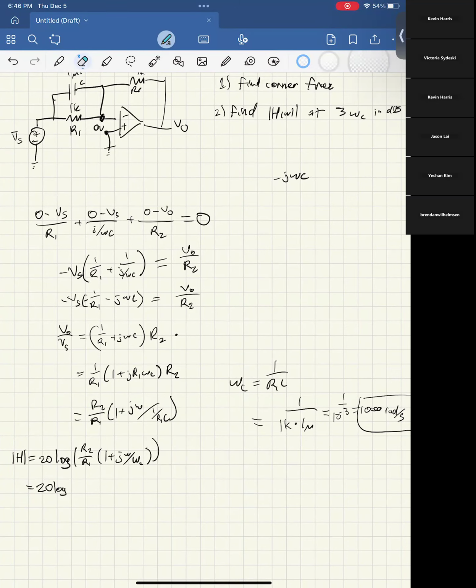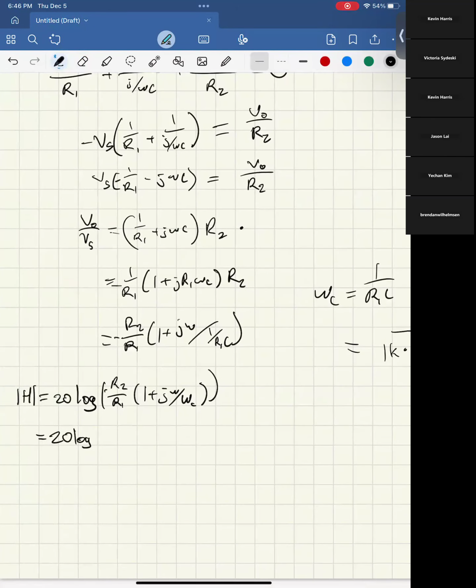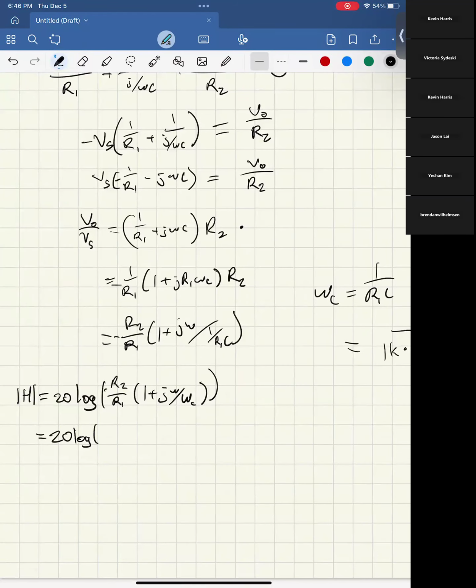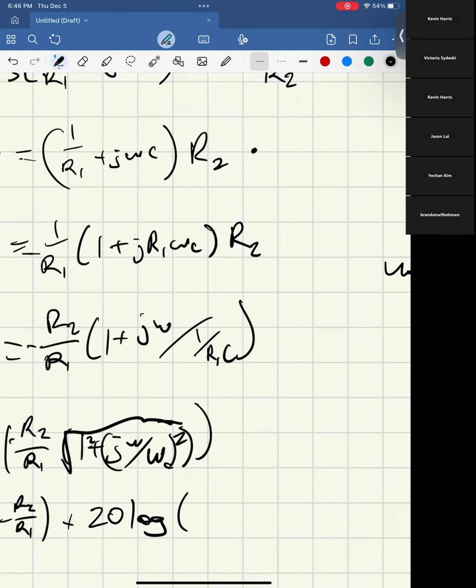Oh, I have one too many negatives in here. This should be a negative on those. But that doesn't really affect anything. So we'd have minus R2 over R1 plus 20 log, and this would actually be the square root of this with each of these squared. That's just the definition. I just forgot to do that. Oopsies.